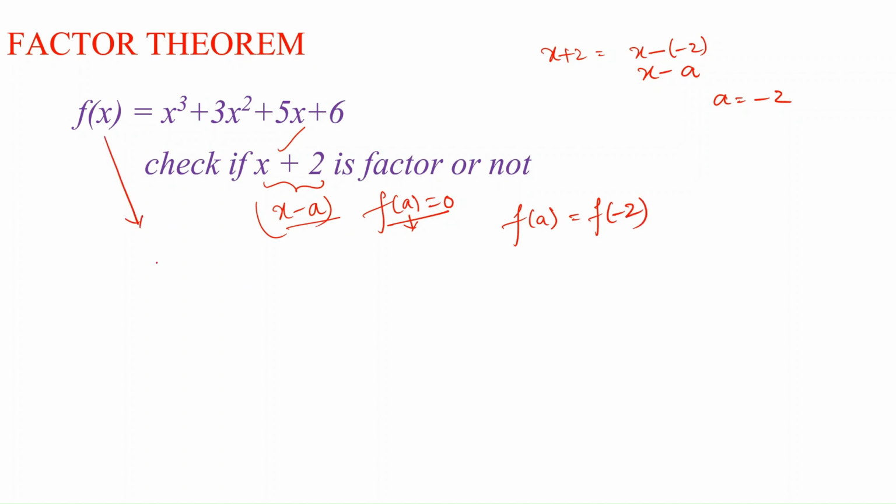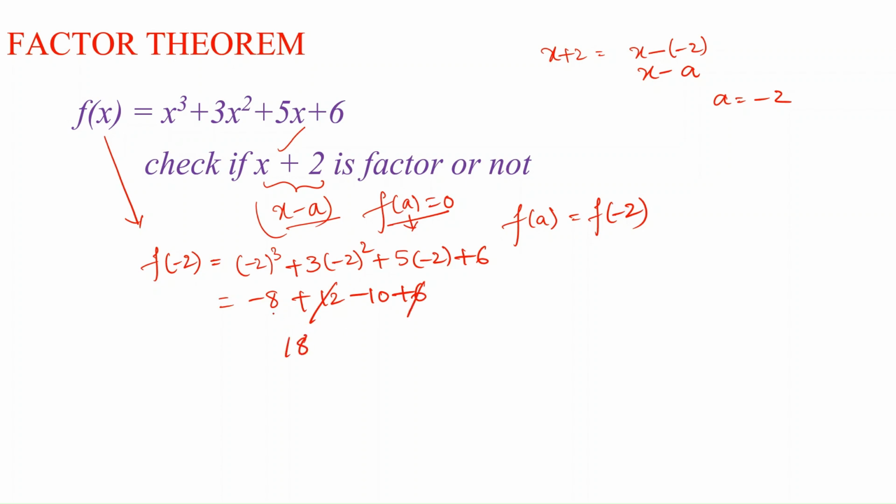We'll try to do from this f of minus 2. Substitute minus 2 in place of x, that makes minus 2 whole cube plus 3 into minus 2 whole square plus 5 into minus 2 plus 6. Simplify this, this gives minus 8 plus 12 minus 10 plus 6. Now plus 12 plus 6 makes 18, minus 8 minus 10 makes 18. So 18 minus 18 is 0. That makes f of minus 2 is equal to 0. X plus 2 is a factor because f of minus 2 is 0. In this way, without doing actual division, we can know whether a given linear polynomial is a factor or not.